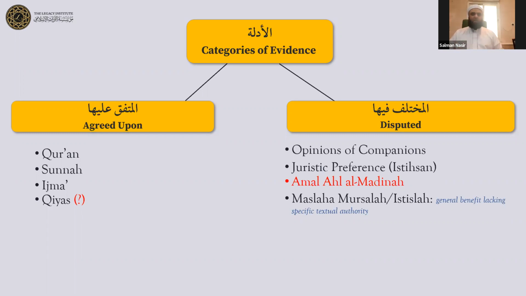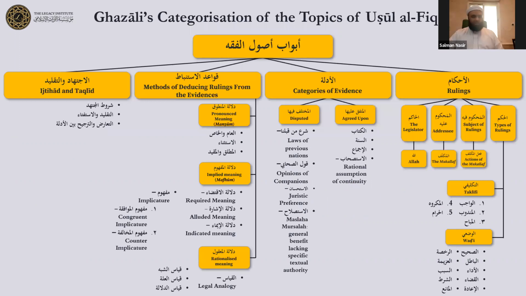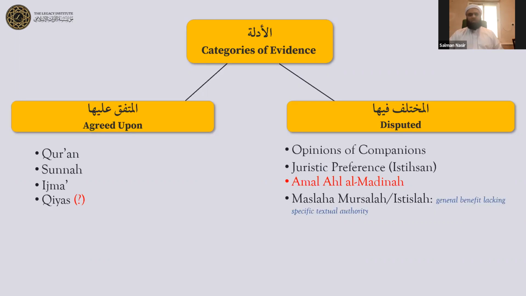Now I want to look at, just briefly, a glimpse at some of these evidences that are considered to be disputed. You'll note that Amal Ahl al-Madinah in particular is in red. The reason is because this is something that we've added. It wasn't in the original list. You'll find that in the chart that we gave, Amal Ahl al-Madinah is nowhere mentioned. And we'll come to that in a moment. But just going down this list, first we have opinions of companions, or Qawl al-Sahabi.